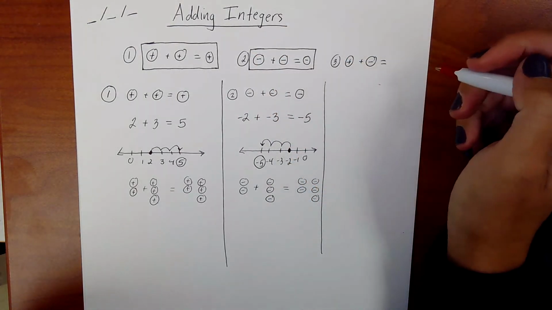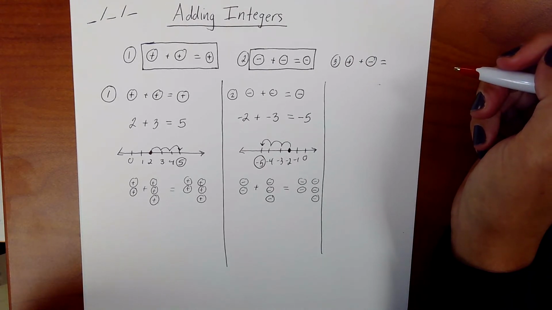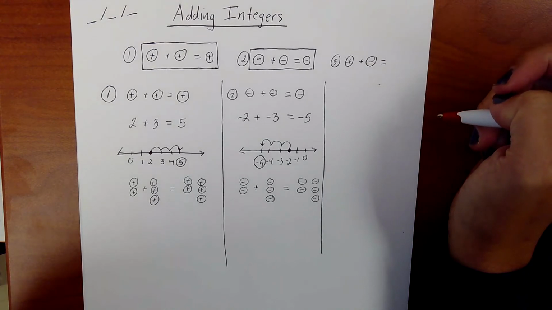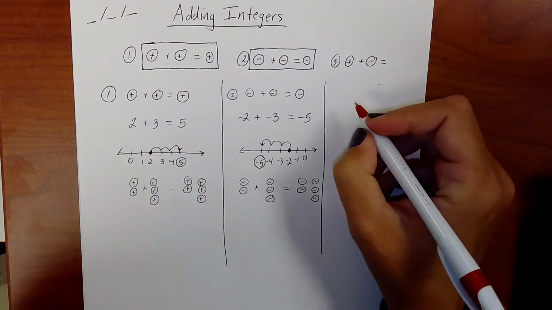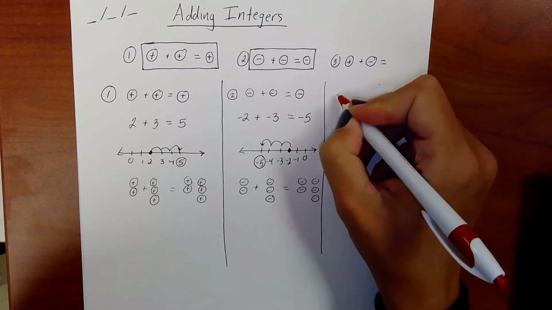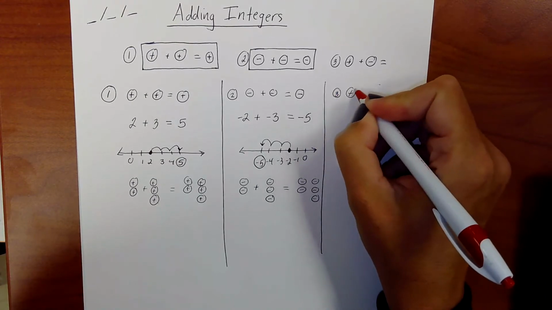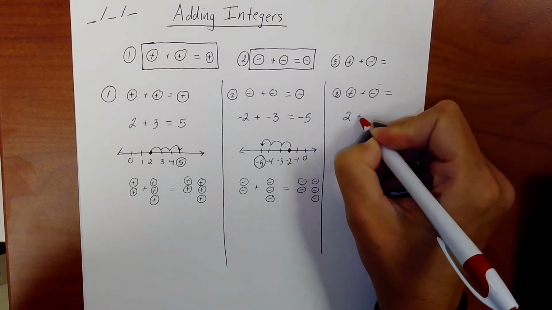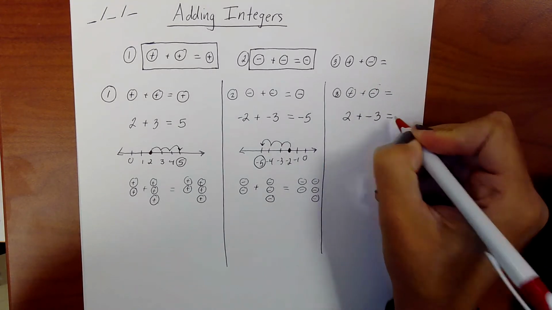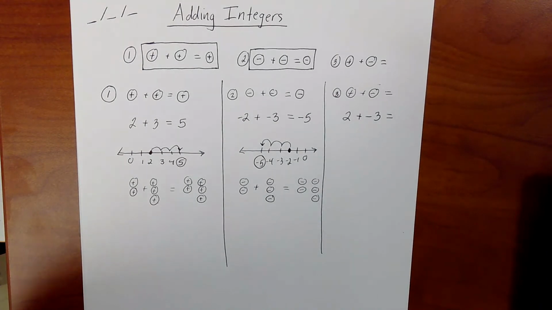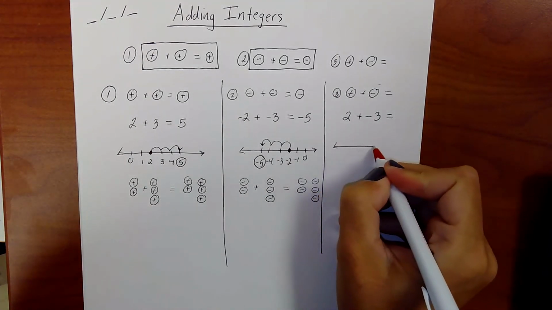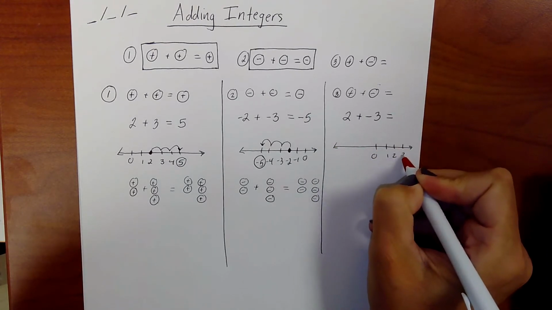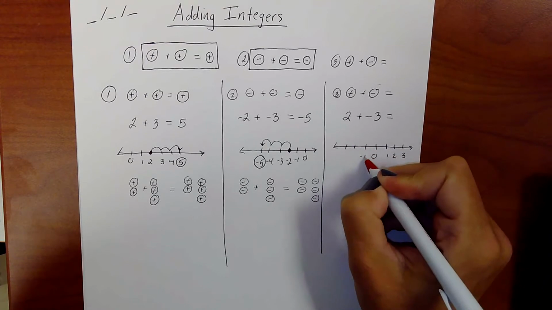It's number 3 where things get a little more difficult. So a positive plus a negative. All right, let's do an example. A positive, here, let me write 3. A positive plus a negative. Okay, so let's say we have positive 2 and negative 3. All right, let's go with the number line example. I'm going to put 0 in the middle and go 3 in each direction.